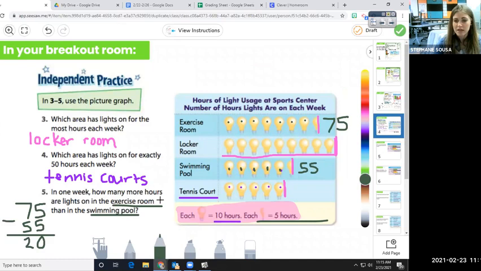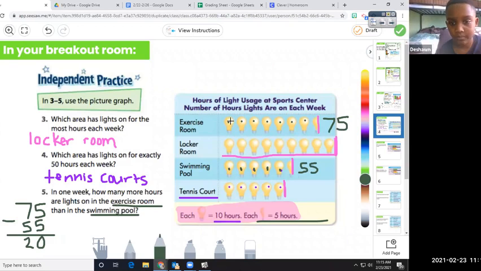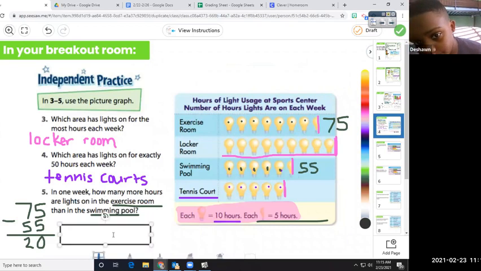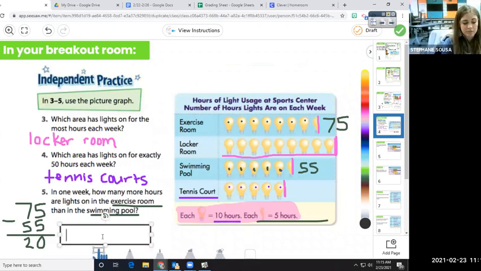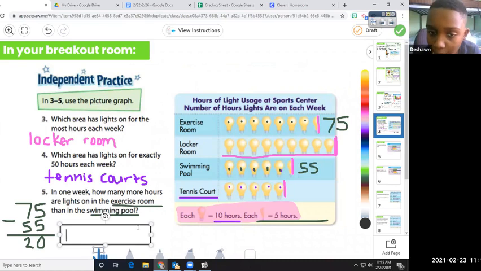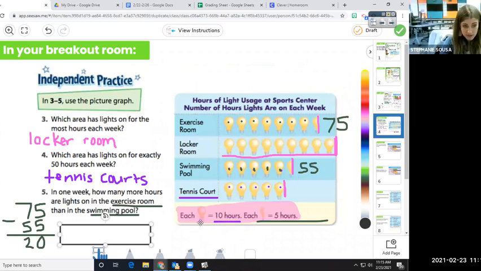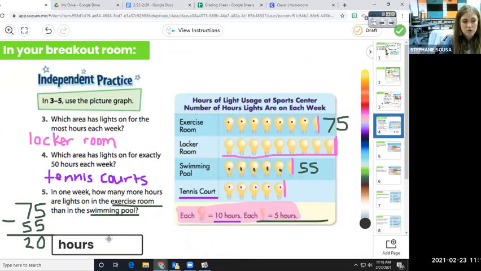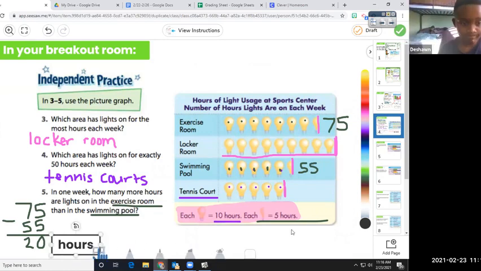Somebody tell me why I'm not done. Yes, Aiden Hampton. You have to label it. I do. What is my label? What are we talking about on this graph? Light bulbs. 20 light bulbs. That's the picture. What do the light bulbs represent? Look at your scale. Look down here at the scale. Each light bulb equals what? 10 hours. Hours. That's right. So it's 20 hours of using those lights. Awesome. Thank you, Aiden Hampton.